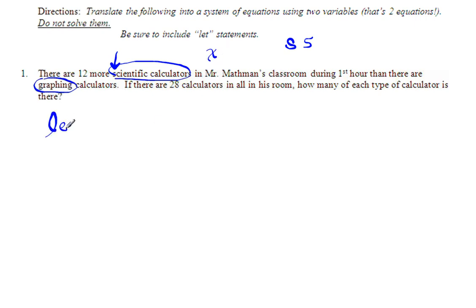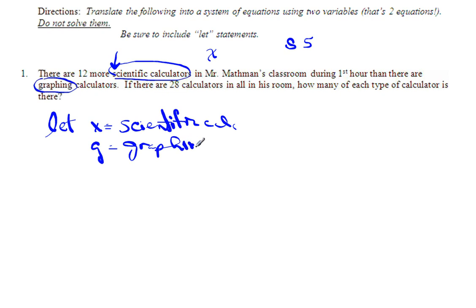So let's use our let statements. Let X equal scientific calculators. And let's let G be the graphing calculators. And if it's noisy in the background, I apologize because it's at the end of the day of school right now. And let's just do 12 more scientific than graphing.